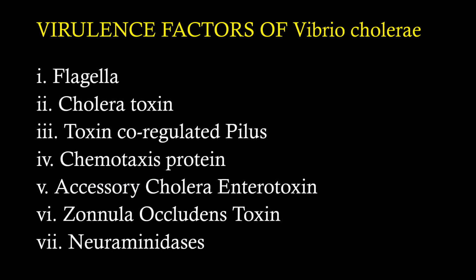Virulence factors of Vibrio cholerae include flagella, which facilitate motility; cholera toxin, which helps in hypersecretion of electrolytes and water; toxin co-regulated pilus, which helps in adherence to the intestinal mucosal cells; chemotaxis protein, which is an adhesion factor; accessory cholera enterotoxin, which increases intestinal fluid secretion; zonula occludens toxin, which increases intestinal permeability; and neuraminidase, which modifies the cell surface to increase GM1 binding sites for cholera toxin.